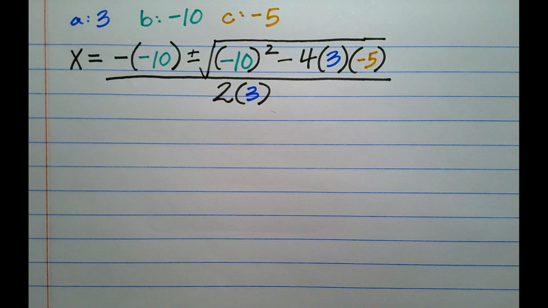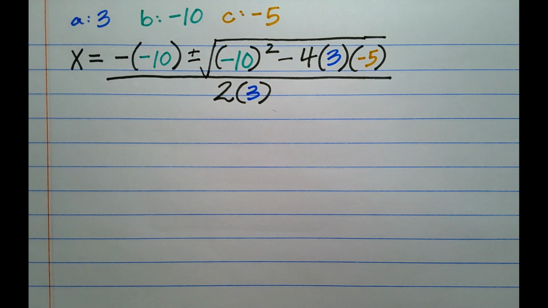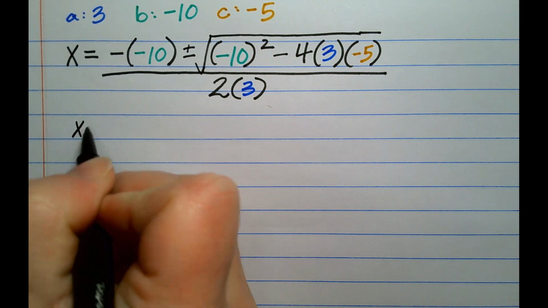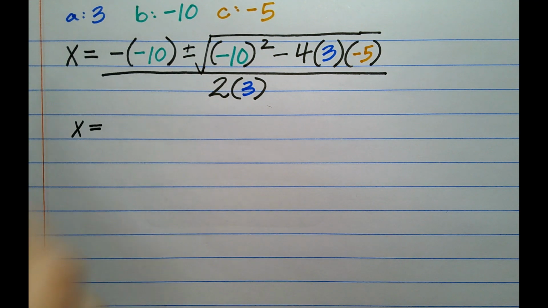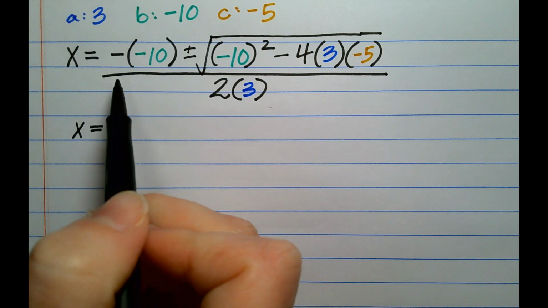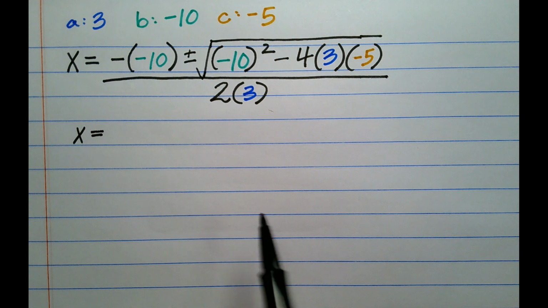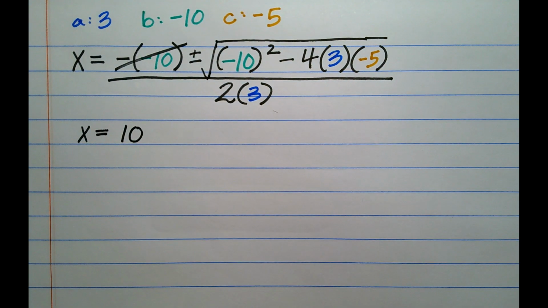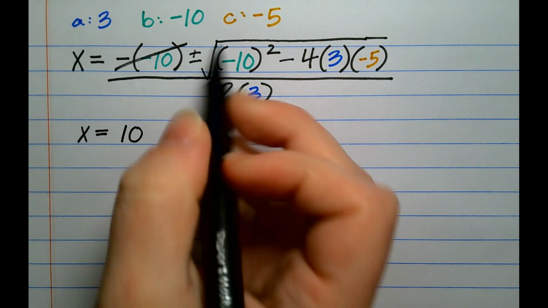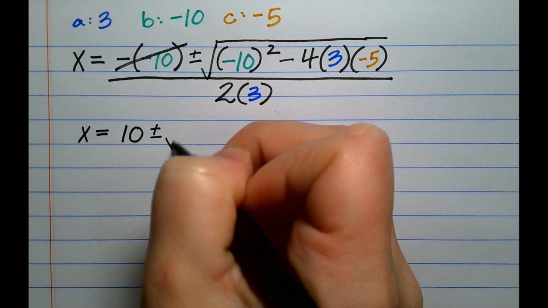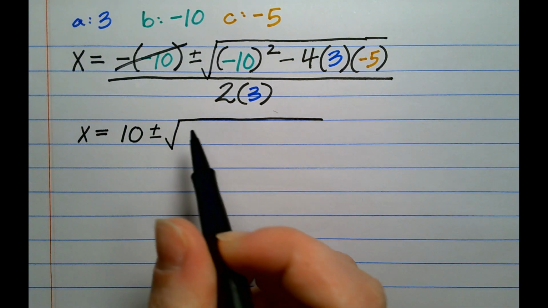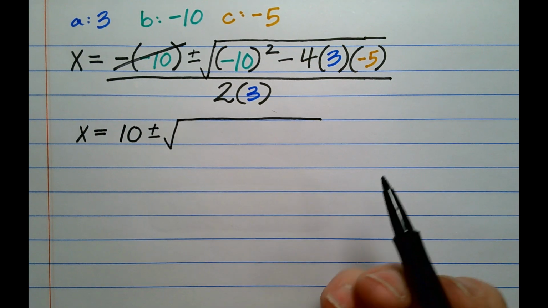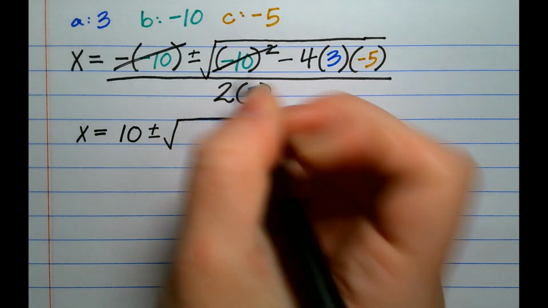Okay. So I have my numbers plugged in. Let's start simplifying. So I'm going to rewrite x equals. Now, as we copy things down, what can I simplify? Let's start right here this time. Let's copy. Negative 10 becomes positive 10. Plus or minus. Good. Square root. Now let's see. Negative 10 squared. 100. So I'm going to cross that off and I'm going to write 100.